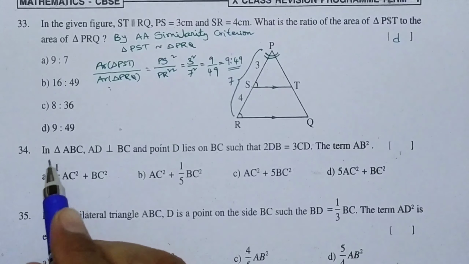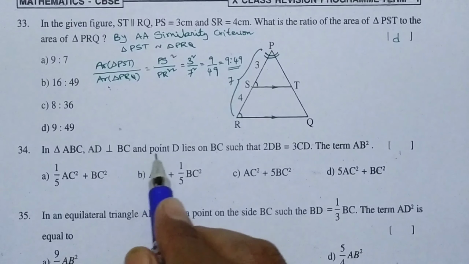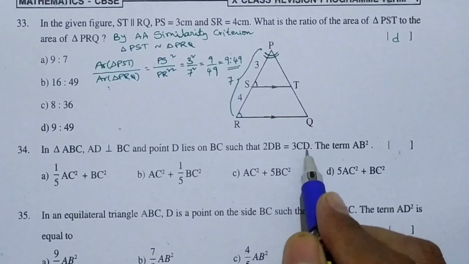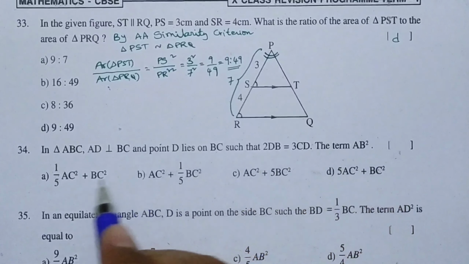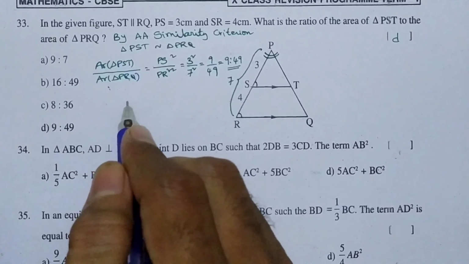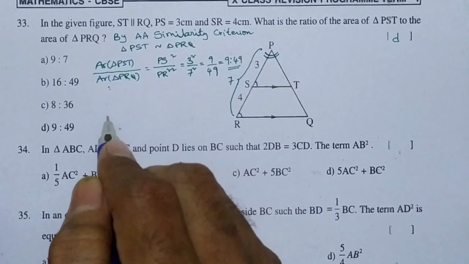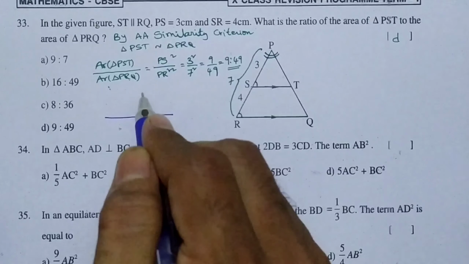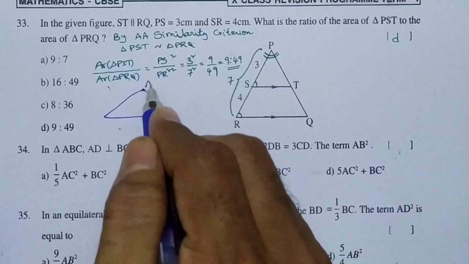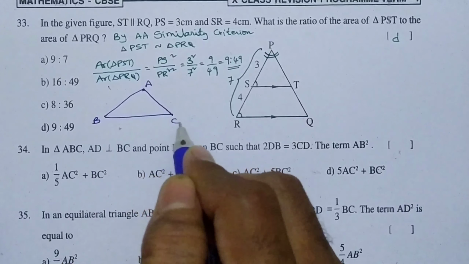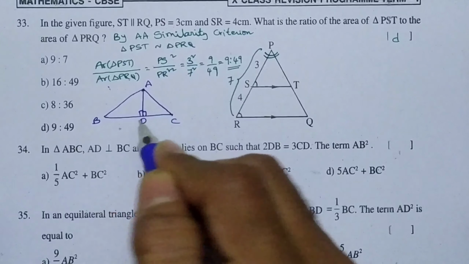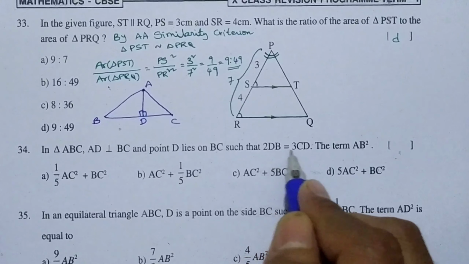Now we see question number 34. In triangle ABC, AD is perpendicular to BC and D is a point that lies on BC such that 2BD equals 3CD. Then AB square equals, some options are given. As I don't have place here, I am going to do the problem here. So consider triangle ABC. Here is A, here is B and here is C. Here AD is perpendicular to BC. So here is D, that is 2DB equal to 3CD.